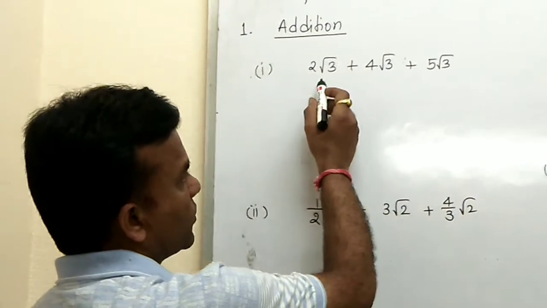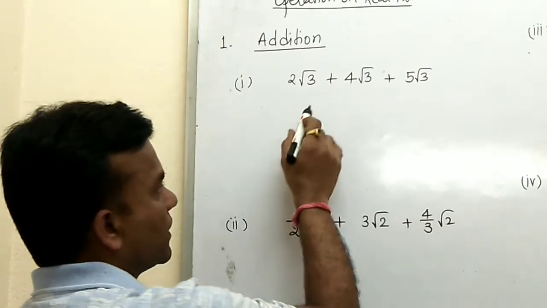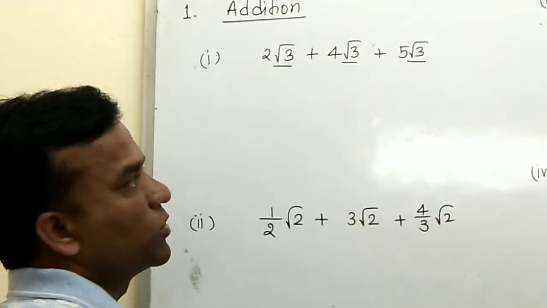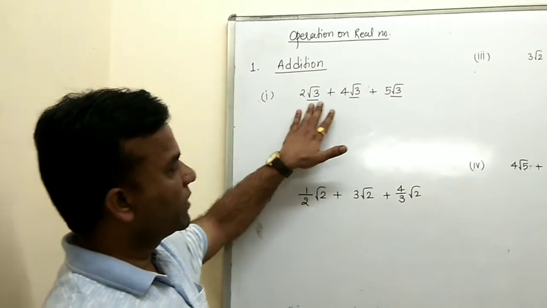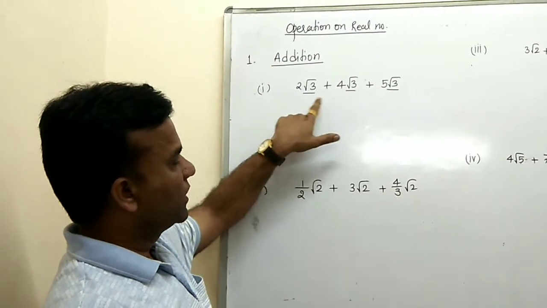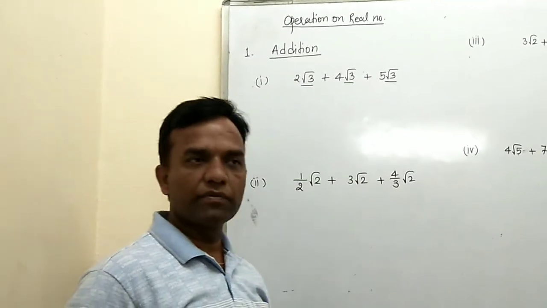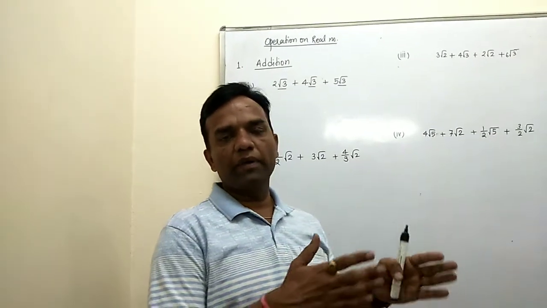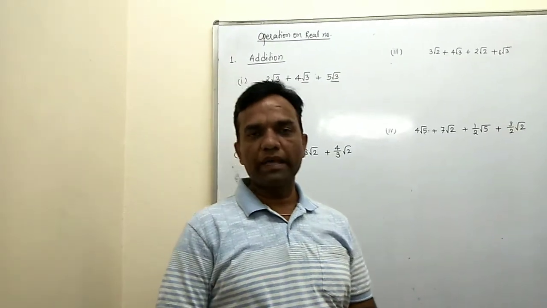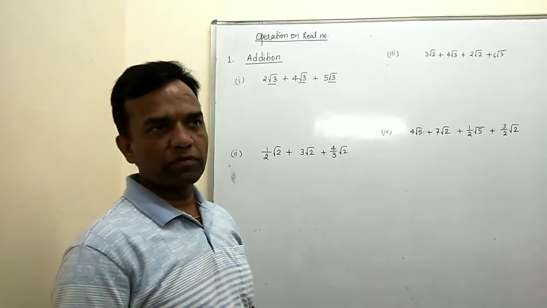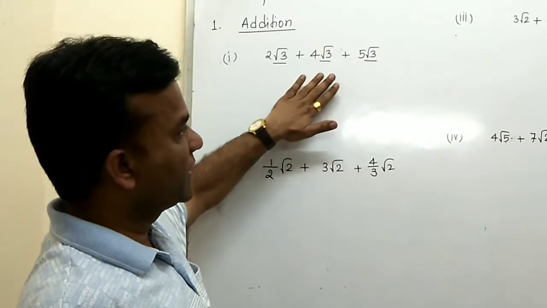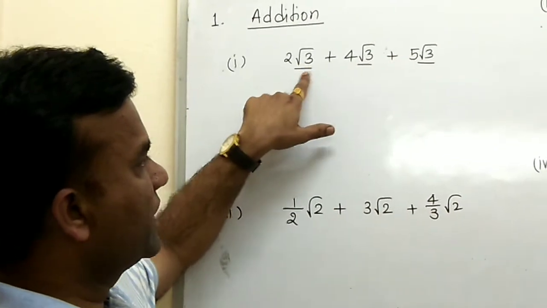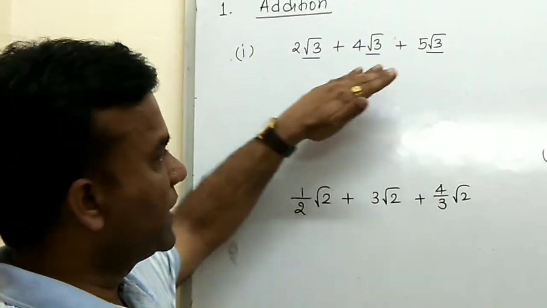Okay, then here we consider 2 root 3 plus 4 root 3 plus 5 root 3, because all the square root numbers are the same: root 3, root 3, root 3. And then how do you add? All signs here are plus. According to like terms and unlike terms, if you have an algebraic expression where some terms are in x, some in y and z, then we separate out the like terms. But here there is no requirement for separation, because all terms are like, every term having root 3. So that is a very easy concept.